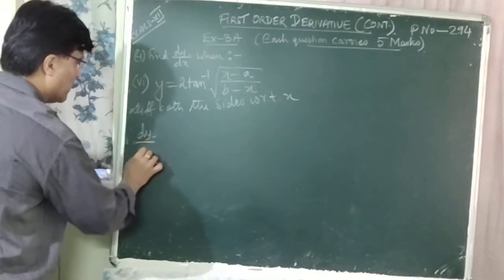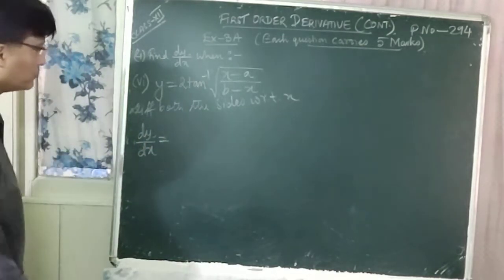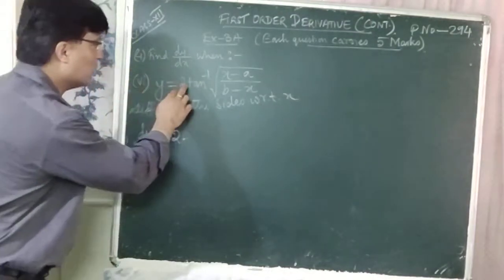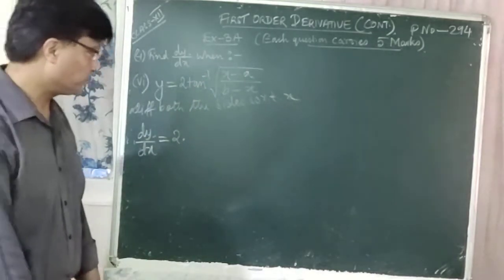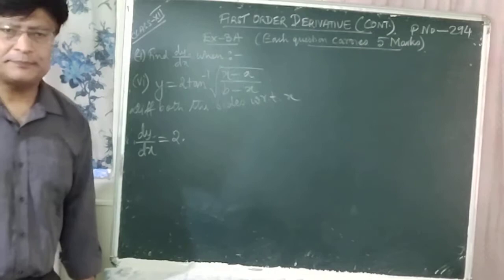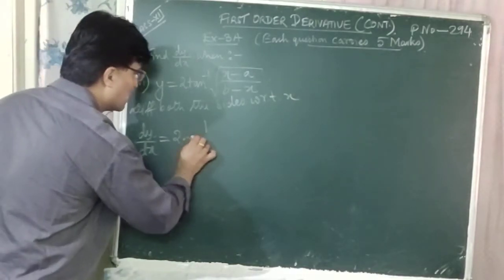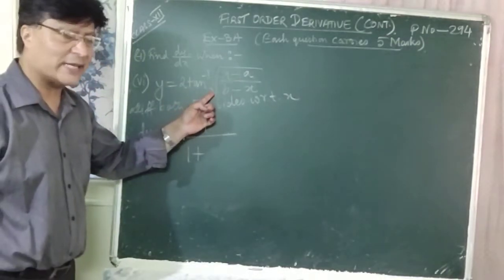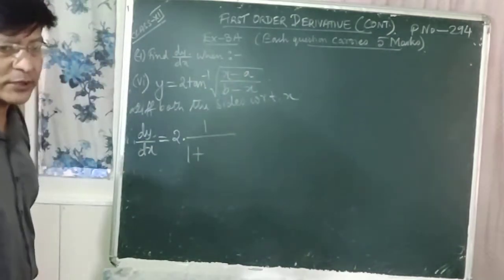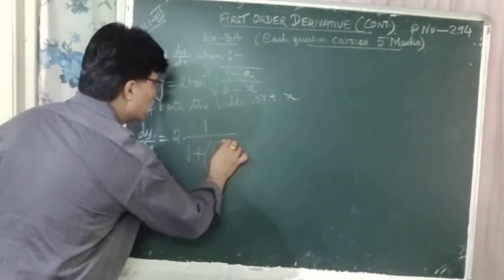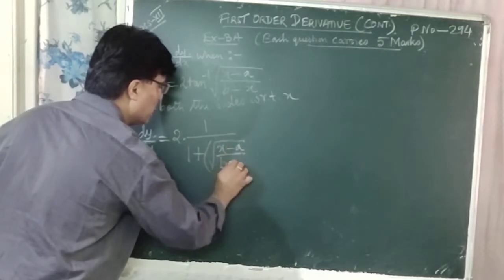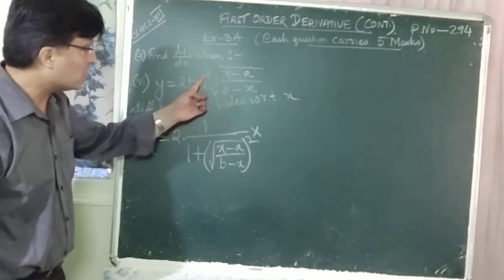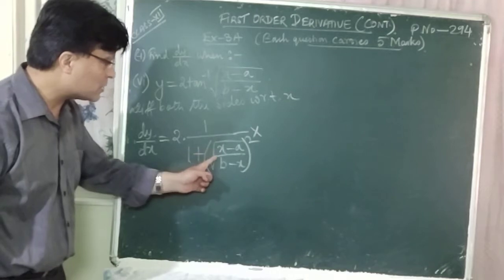So therefore dy by dx is equal to, so 2 is constant but 2 is with a variable tan inverse. So you should differentiate this tan inverse x form. So what is the differentiation of tan inverse x? It is 1 upon 1 plus x square. Now which function is taken as x? That is root over x minus a by b minus x was taken as x. So it is root over x minus a upon b minus x whole square into. So what is the differentiation of tan inverse x here? It is 1 upon 1 plus x square.